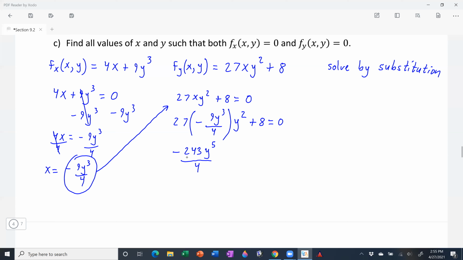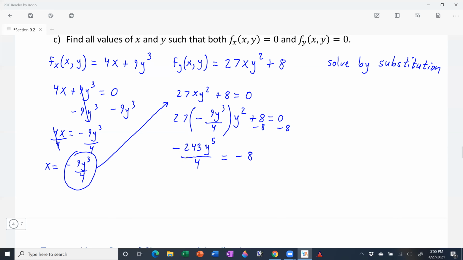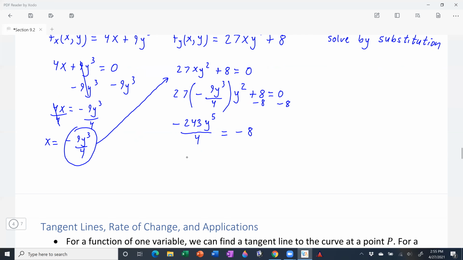Okay, and then I want to try to get y by itself eventually. So let's go ahead and subtract that 8 on both sides as well. So we want to get y by itself and then eventually take the 5th root of both sides. So how do we get rid of this 243 over 4?